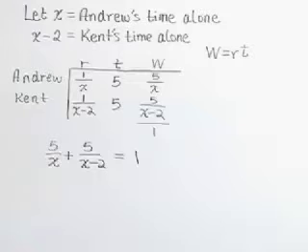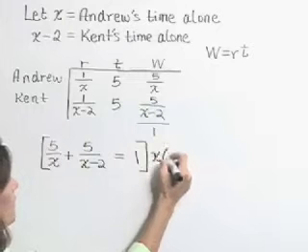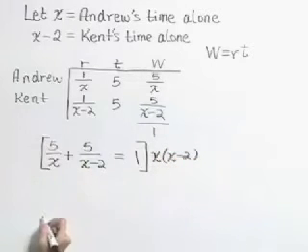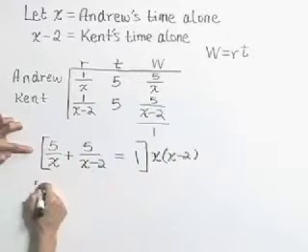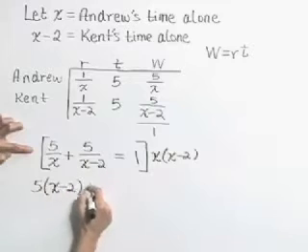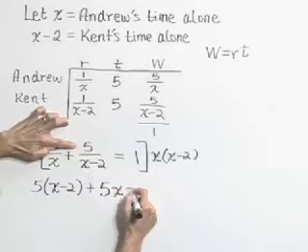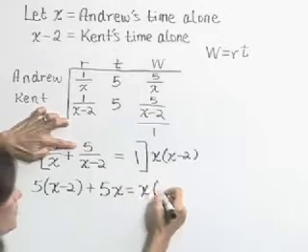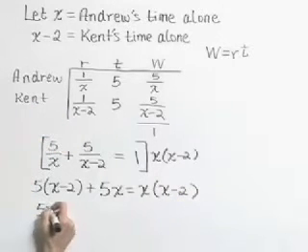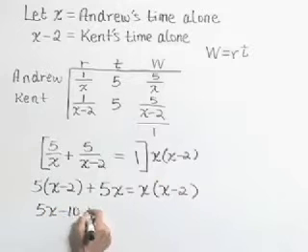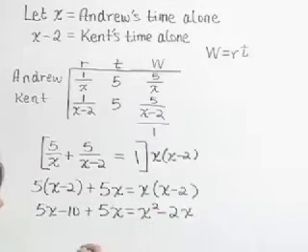Step 4, let's solve this equation. Multiply by the lowest common denominator, x times x minus 2, to get rid of our fractions. Multiplying times our first term, the x's cancel, leaving 5 times x minus 2. Multiplying times our second term, the x minus 2's cancel, leaving 5x. On the right side, we have x times x minus 2. Now let's solve this resulting equation. Distributing, we get 5x minus 10 plus 5x is equal to x squared minus 2x.